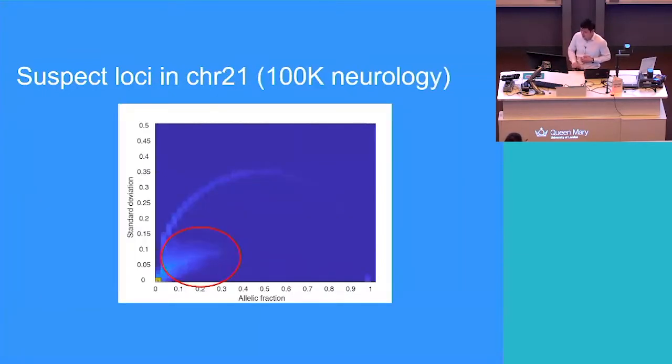Okay, and then we validated this on the 100K data. This is just a plot on chromosome 21. We're still working on exporting the data results from the other chromosomes, but it's taking a little long. But we used patients from the neurology samples, and we also identified called variants that were consistently low allele fraction and low standard deviation.